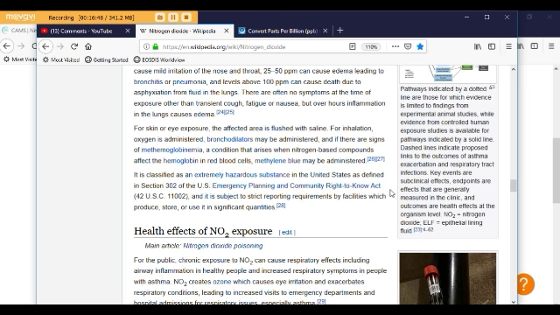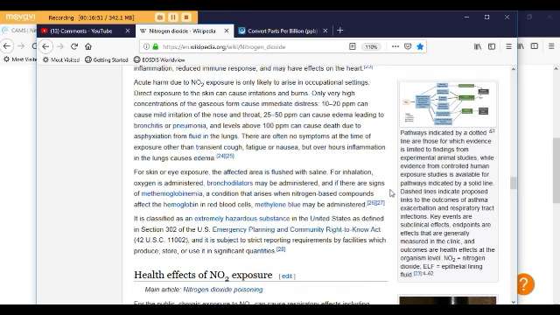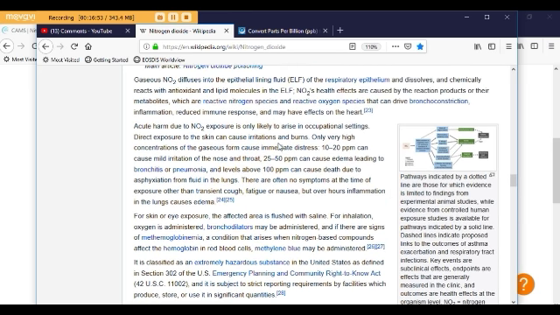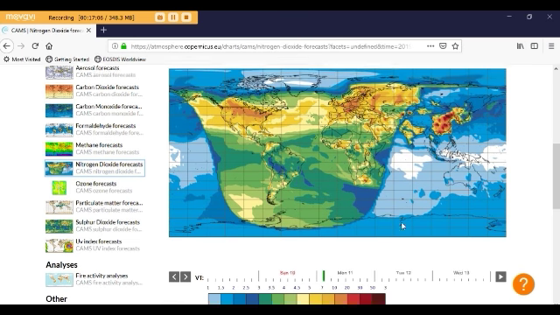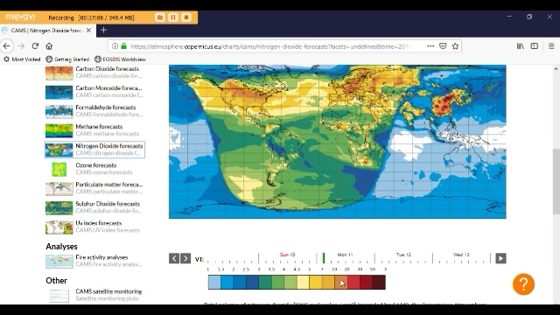So, when you're talking these levels, 10 to 20 parts per million can cause mild irritation of the nose and throat. So, when we're looking back over here, 10 to 20 is this orangey gold color, which is this color up here in the northern United States and southern Canada.